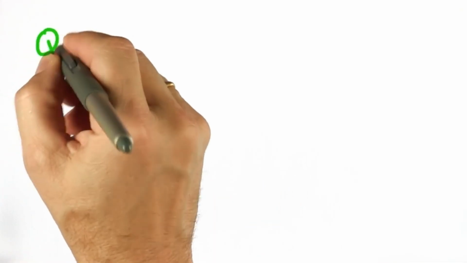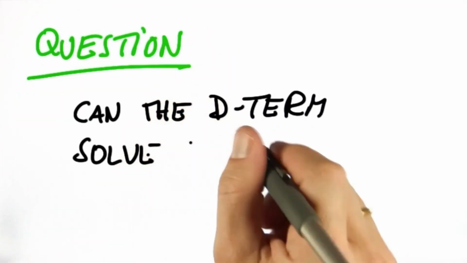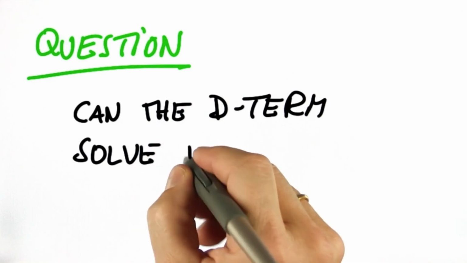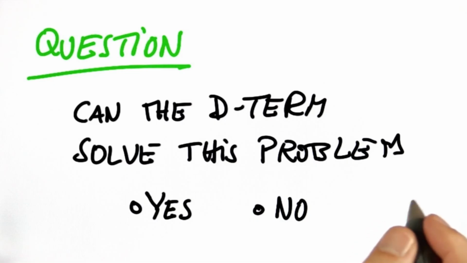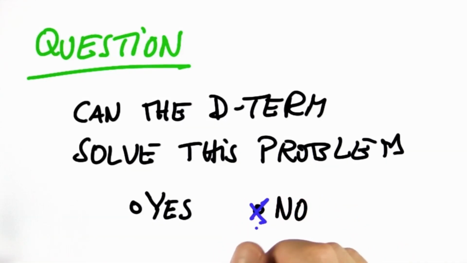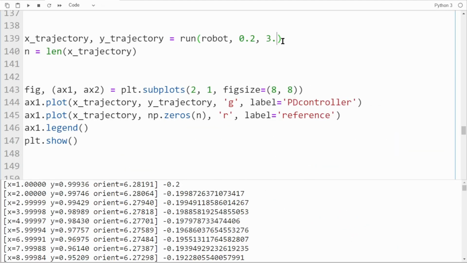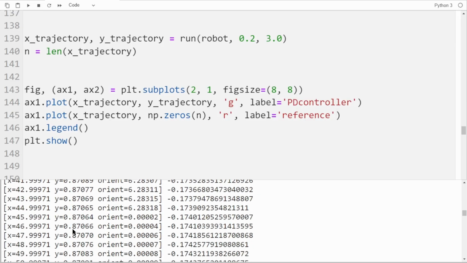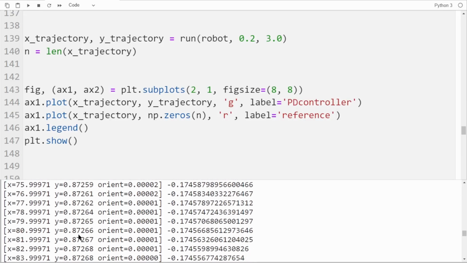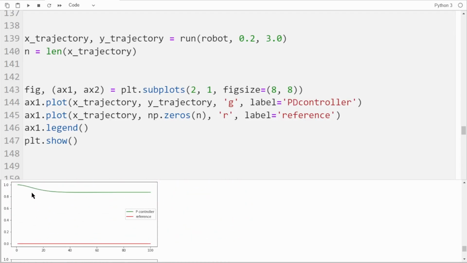So here's a question for you that requires some thought, and you can try it out before answering this. Can the differential term solve this problem? Yes or no? And the correct answer is no. Let us try this out. Let's enter a 3.0 for the differential term, run everything, and the y error is still large. It converges now to 0.87, but it's still really, really large.